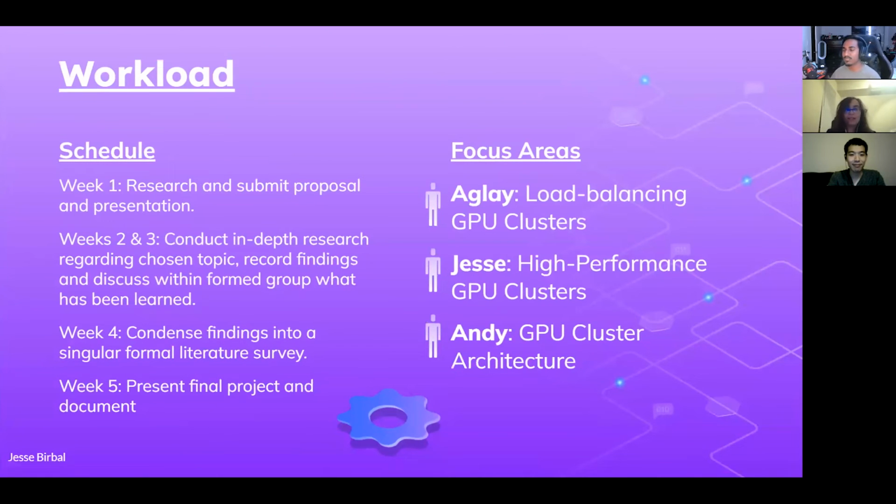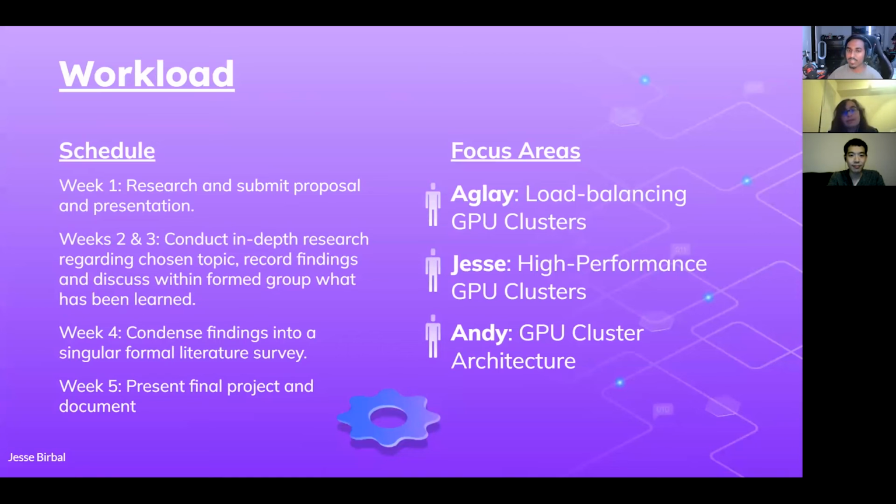And now Jesse will explain the workload that we will be doing. Okay, awesome. So for week one, obviously this week, we're going to do a little bit of research and submit our proposal and presentation. Then weeks 2 and 3 will probably be the most important weeks, as we will be collecting data, doing research, and learning more about the topic. Hopefully more news comes out about upcoming technological advancements, and we'll talk about more of that later. Week 4 is when we will summarize our research and start working on our literature paper. And then week 5 will be our final presentation.